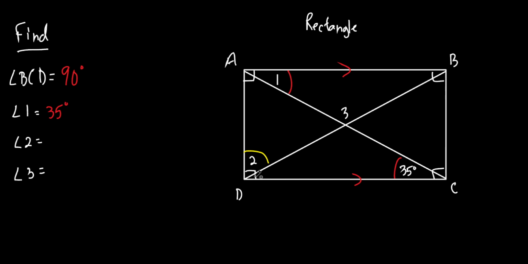Well, it's part of that 90-degree angle, isn't it? All right. So what if I knew this angle right there? I'll put 2 arcs there. What if I knew this angle? How would I find angle 2?